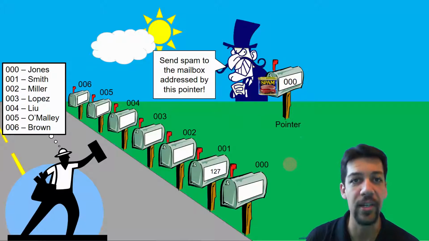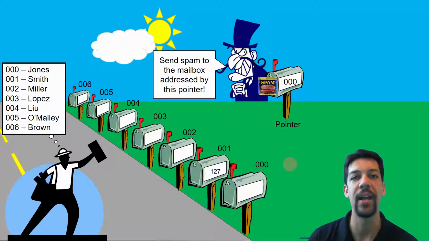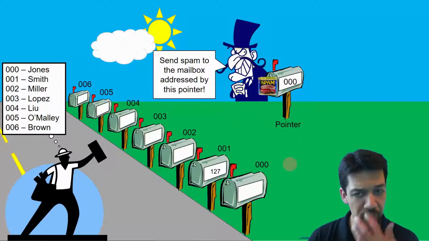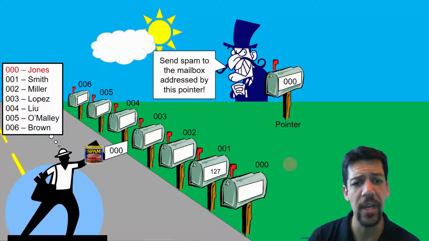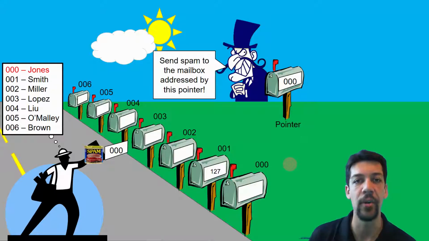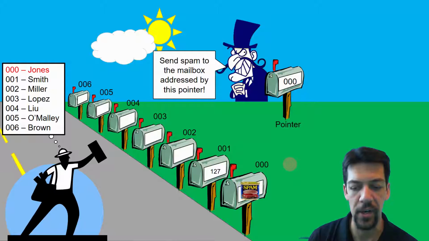His pointer is currently storing the value 000, and we're going to interpret that as: send something to that location. So we're going to send spam to 000. The same thing happens on the mailman side, except he doesn't have to decode it by variable name, he only has to decode it by the address itself. So it's a much simpler process for the compiler here. It's just going to copy that spam to location 000.